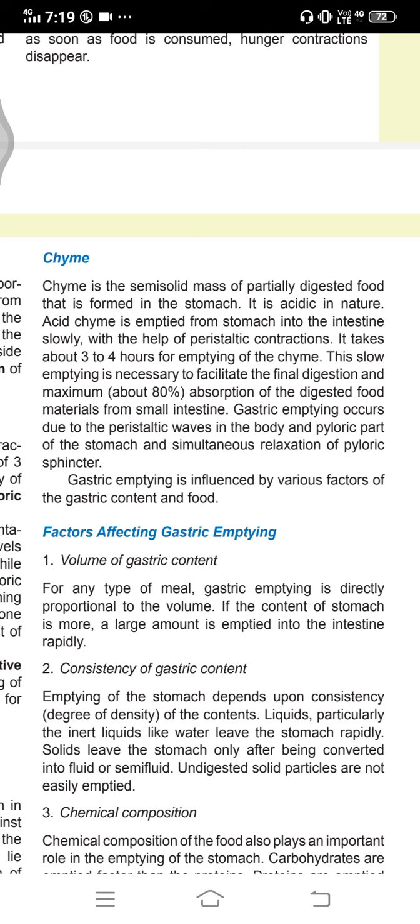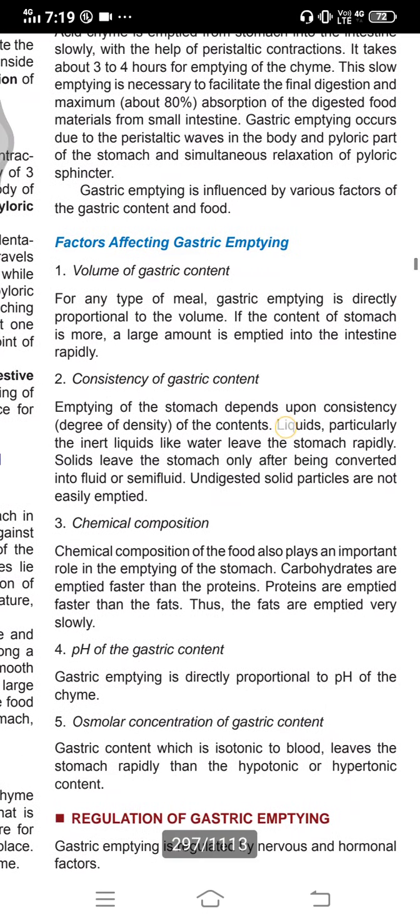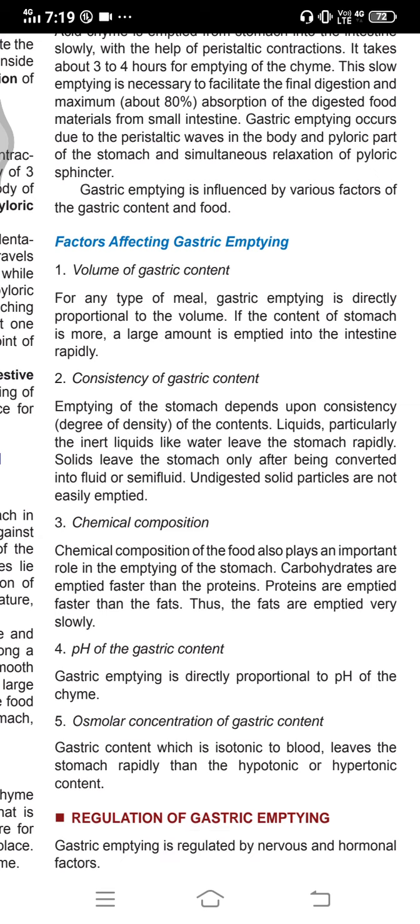Gastric emptying occurs due to peristaltic waves in the body and pyloric part of the stomach and simultaneous relaxation of the pyloric sphincter. Gastric emptying is influenced by various factors. Let's see the factors. First, volume of gastric content. For any type of meal, gastric emptying is directly proportional to the volume. If the content of the stomach is large, a large amount is emptied into the intestine rapidly.